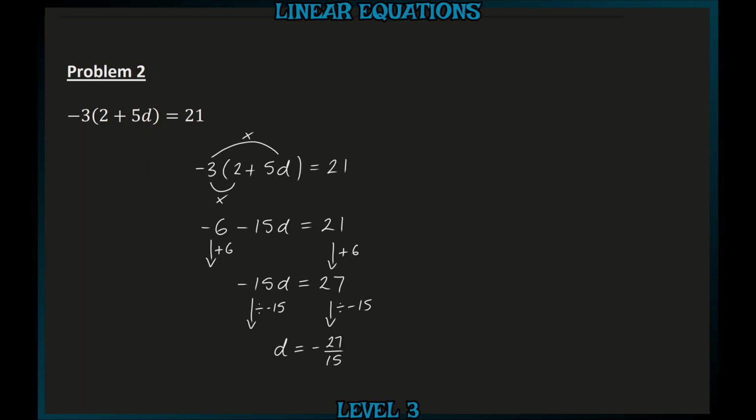And it would be fine to leave our answer like this, but we can also simplify by dividing the top and bottom both by 3, and this gives us minus 9 over 5. That's our final answer to problem 2.